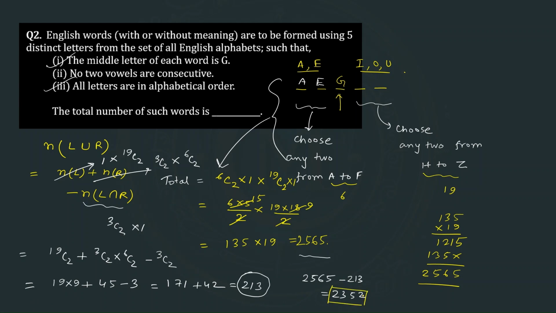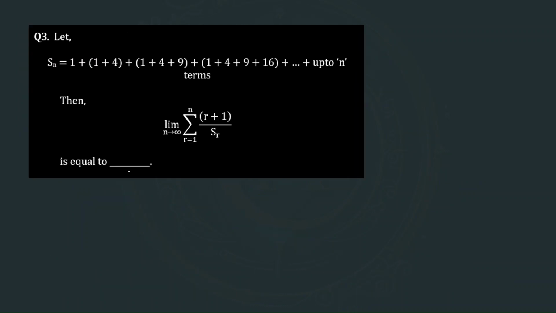I hope you understood the concept behind this problem. Now the next question says: let Sn equal 1 plus (1 plus 4) plus (1 plus 4 plus 9) plus this up to n terms. Then we are to calculate the limit as n tends to infinity of the sum of (r plus 1) divided by Sr, where r runs from 1 to n.